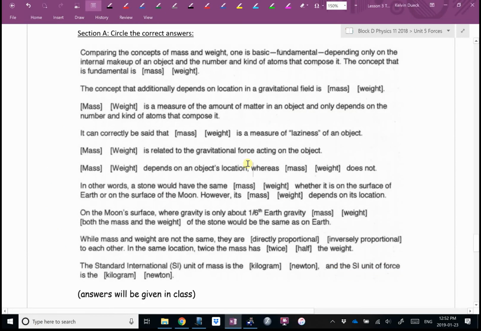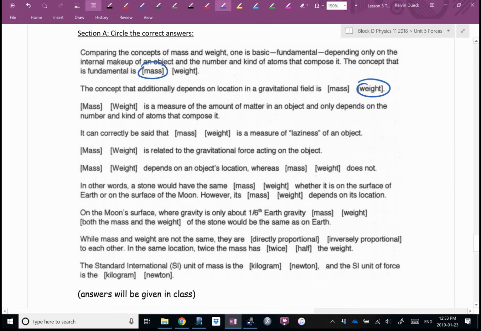I did promise I would go over the answers to section A. If you haven't done this yet, don't just circle the answers and think you're learning. So circle the correct answers. It says this: comparing the concepts of mass and weight, one is basic and fundamental. Which is the basic and fundamental one? Mass. Which one depends on location? Wait. Let's change colors so it's easier to see when I print this.